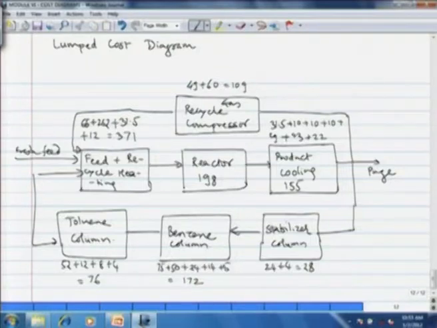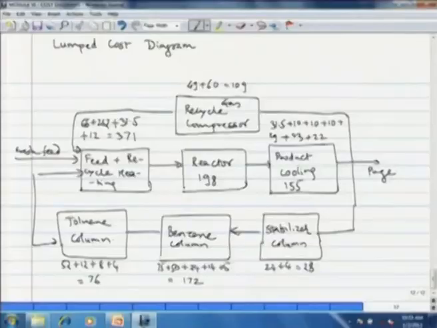$76,000. So what we have now is a lumped cost diagram, that we have simplified a complicated flow sheet into a block diagram that lists the major operations in the particular flow sheet, and then we have lumped together, we have gathered together the total cost of each of these operations. The next stage is to allocate these cost of each operation to the streams that are involved in that operation.